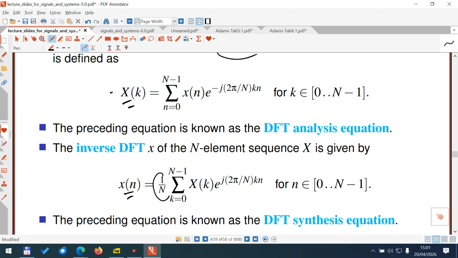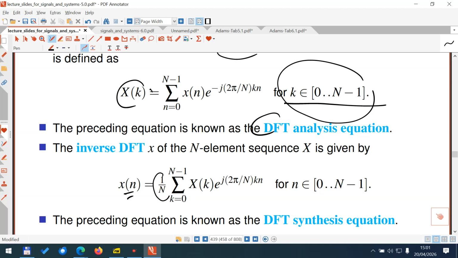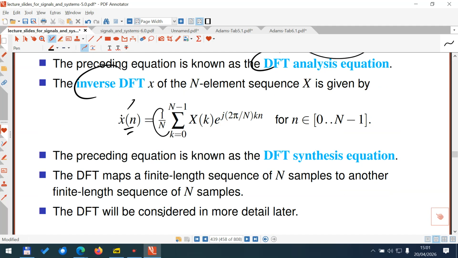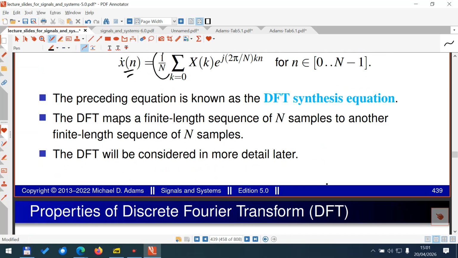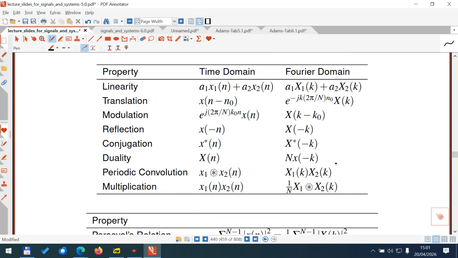The equation for these, remember, these were supposed to be your AK, but we are not calling them AK anymore. Why? Because AK will require K to be everywhere on the integer line, but we want to restrict it to this interval, and that's why we have to use a new symbol, and let's call this X of K, right? So this is what we mean by DFT, and this will be inverse DFT. One of them is called the analysis equation, and the other the synthesis equation.